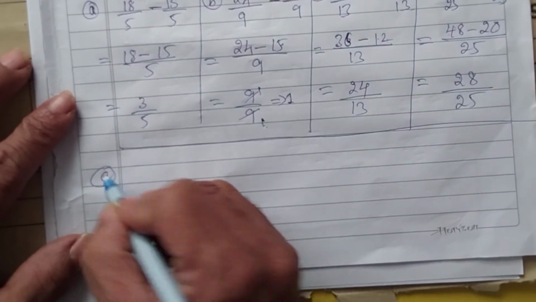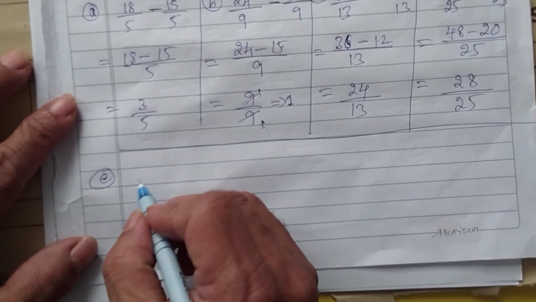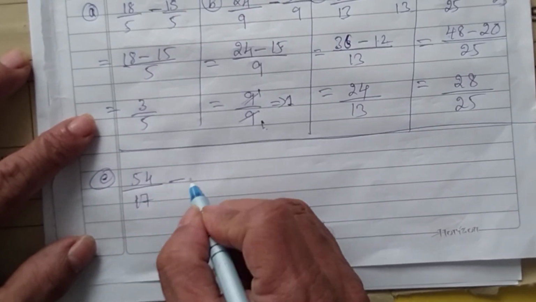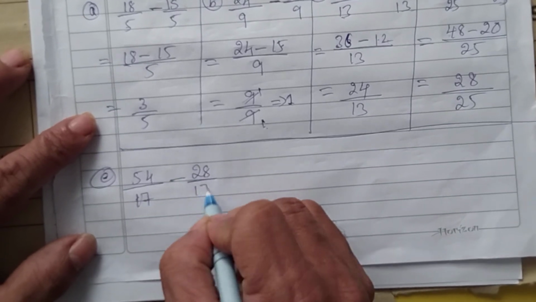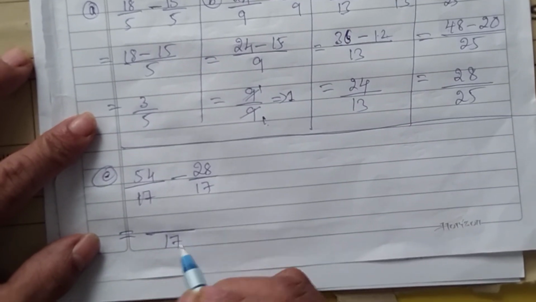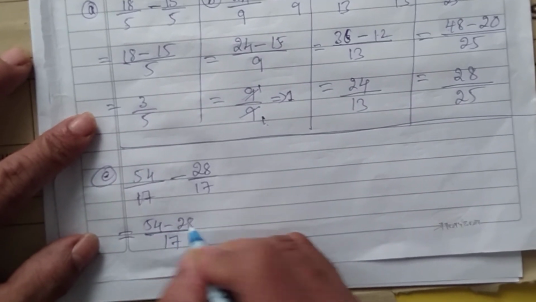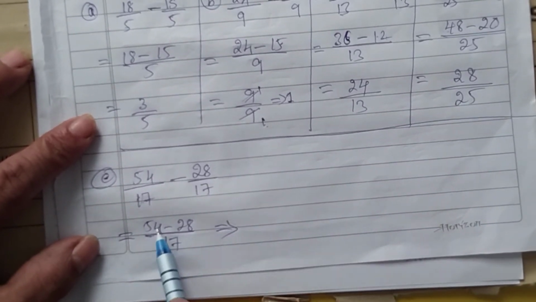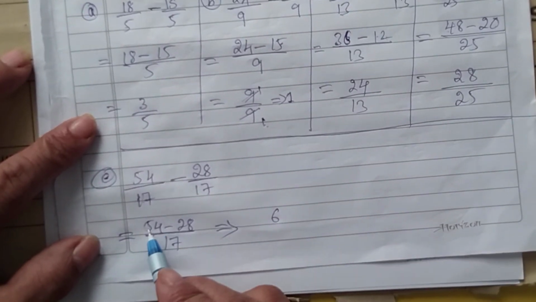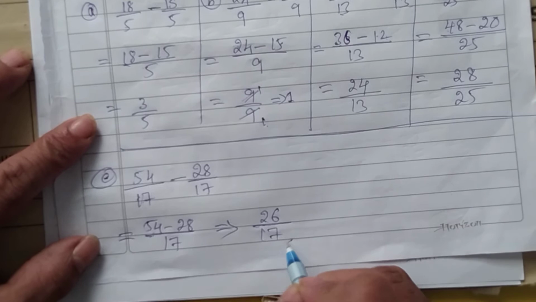Now E. E, you see. 54 by 17 minus 28 by 17. Like that we have to do. Now you can tell me that 17 should be as it is, like terms, the denominator value same. That is 54 minus 28. Now you tell me. 54 minus 28 is how much? 14 minus 8 is 6 and 4 left here. So 4 minus 2 is 2. 26 divided by 17. This is the answer of that.